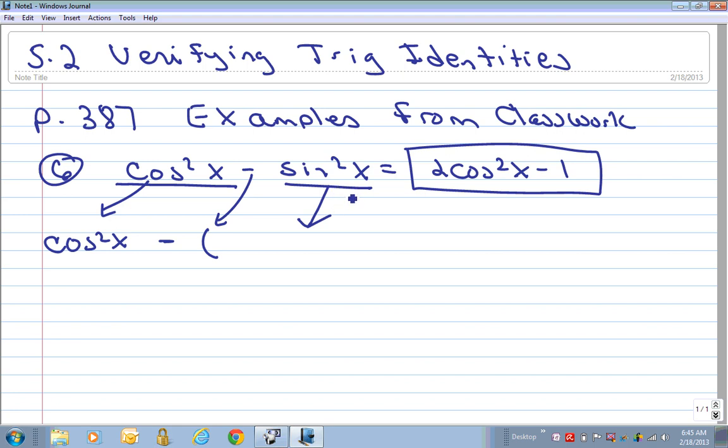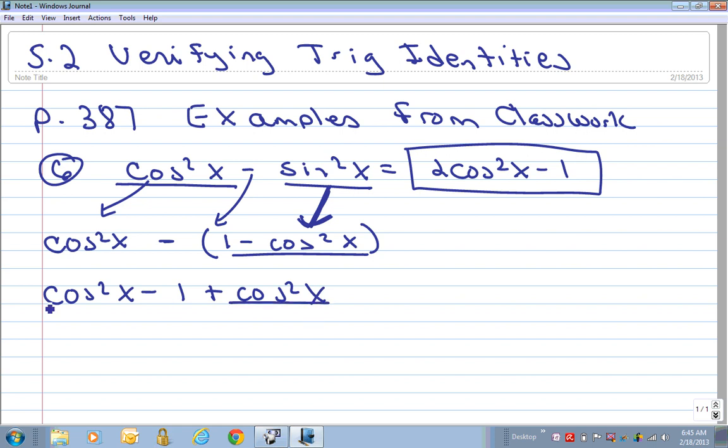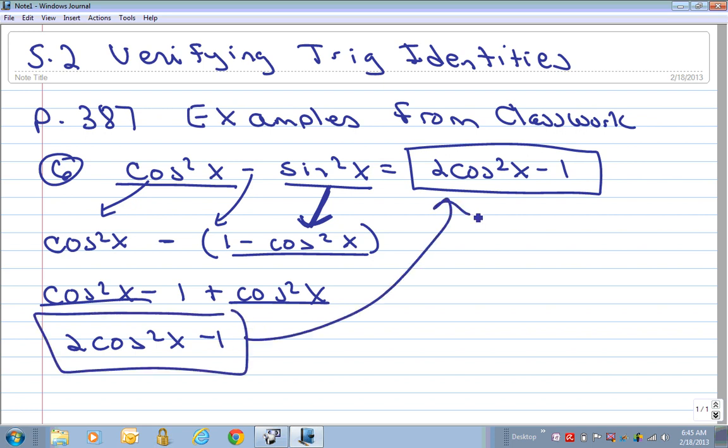You'll need to look at your sheet of paper and look at your identity page to understand what I'm talking about. So this is equal to 1 minus cosine squared x. Look at your identity page for this information right here. Alright, and I'm going to keep going. So I'm going to distribute the negative, and I get cosine squared x minus 1, and then minus a negative would be plus cosine squared x. I have 2 cosine squared x minus 1, and now I have verified that identity. Alright, let's move on to the next example.